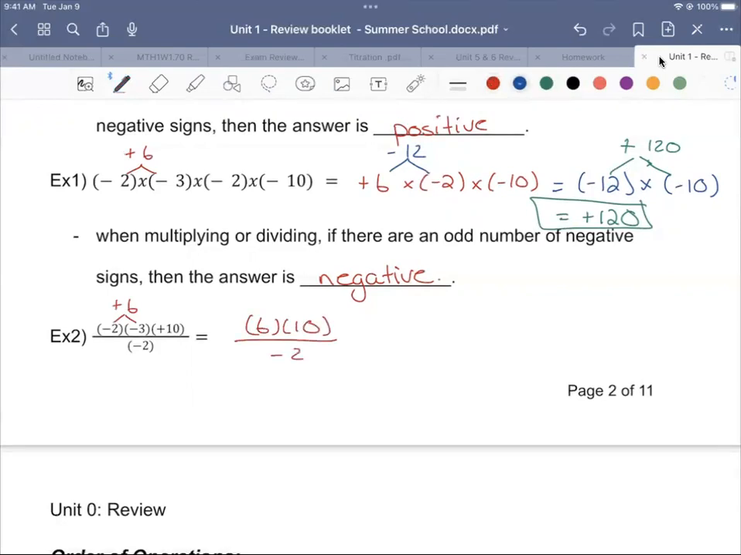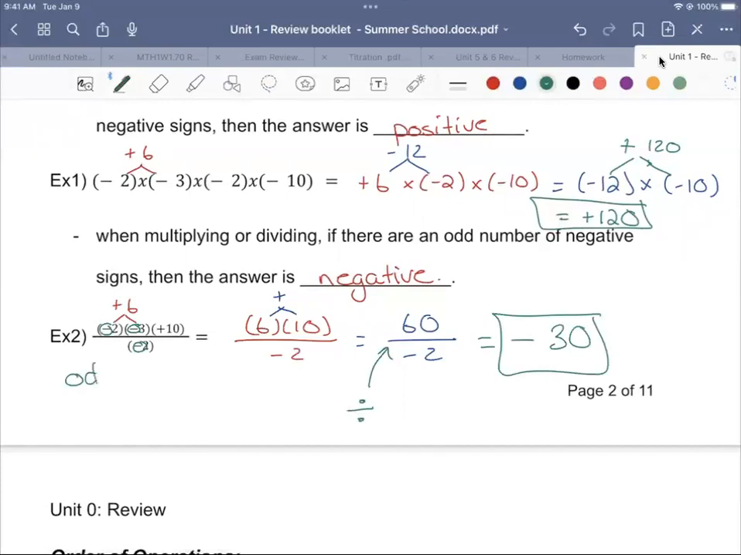My next step is 6 times 10, which gives me a positive because it's a positive times a positive: 60 over -2. And remember, this is treated as division, 60 divided by -2. Now I have an odd number again, so a negative times a positive is a negative, and that will give me -30. And if I look here, I have 1, 2, 3 negative signs. So an odd number of negatives equals a negative value.